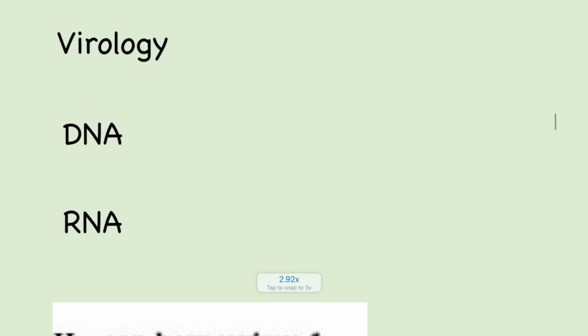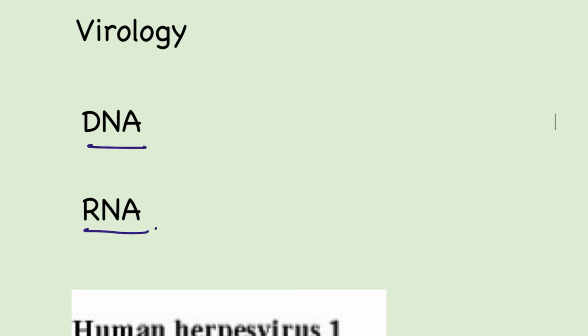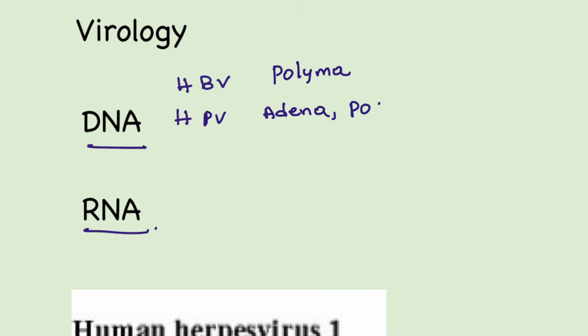Next, moving on to virology. In virology, the difference between the DNA virus and the RNA virus. The DNA viruses you remember with the mnemonic HHAPPPP: HBV, HPV, and also polyomavirus, papillomavirus. These are the common species of DNA virus, and also adeno, pox, parvo viruses.